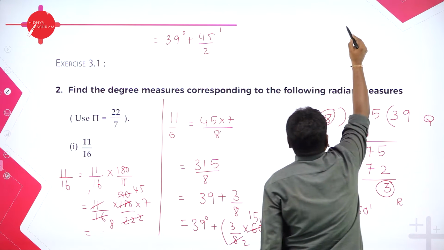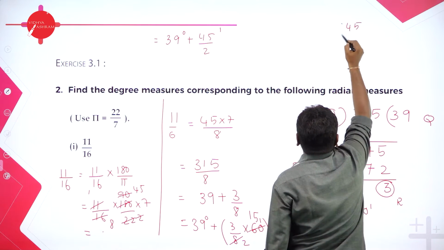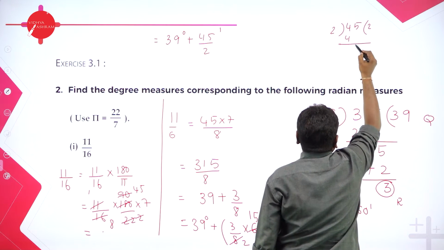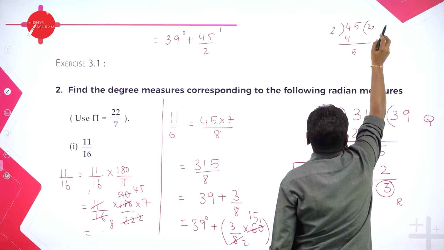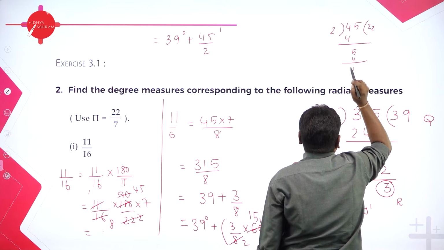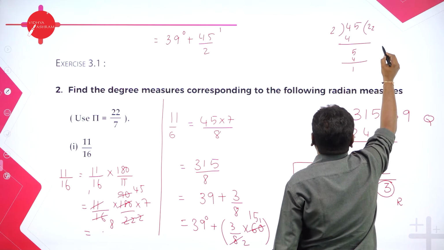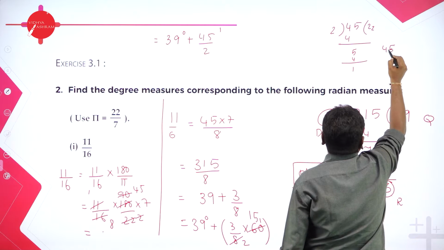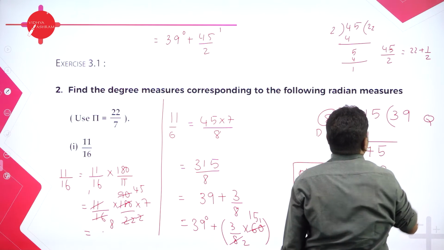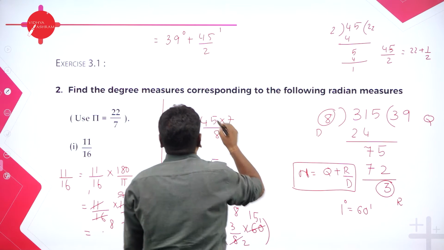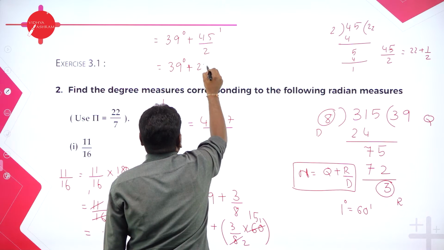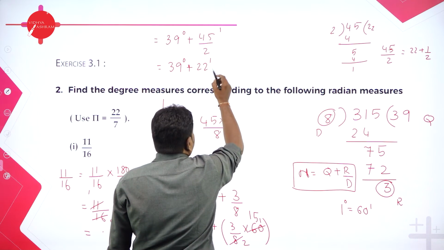So what should you do? Take 45 and keep dividing by 2. All of you know 2 2s are 4. Bring 5 down. Again 2 2s are 4. Remainder is 1. So now you can write the number. What is that? 45 by 2 can be written as 22 plus 1 by 2. 22 plus what? 1 by 2. So I'll write it as 39 degrees plus 22 minutes plus half.